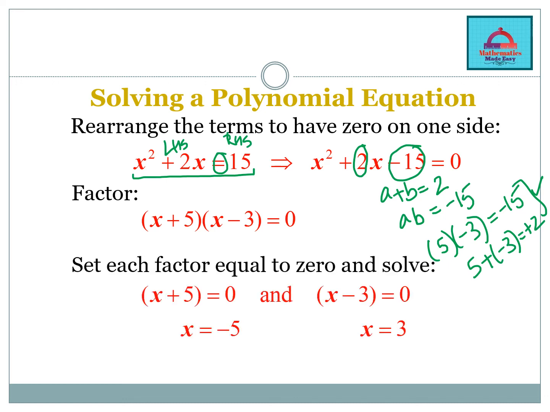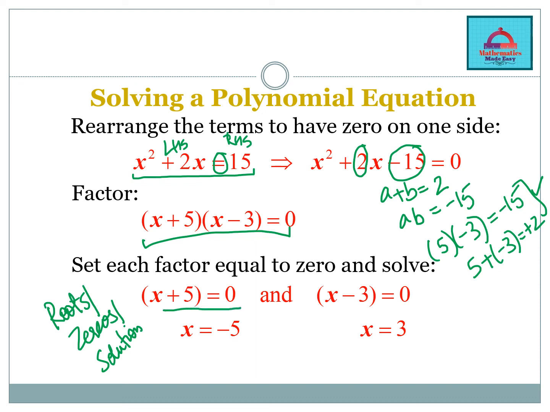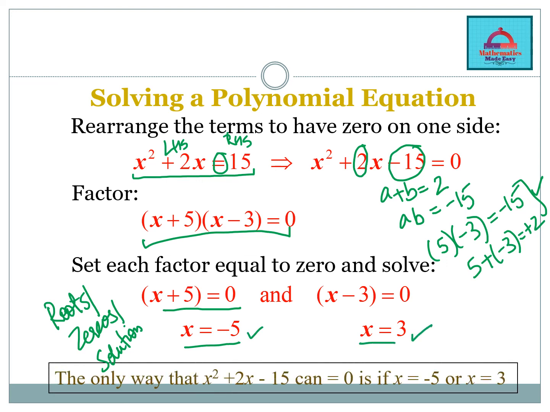Now, in order to get our roots or our solution or our zeros, so these are three different names for the same thing, you are going to put each of the factors equal to 0. So when you put x plus 5 equal to 0, in order to isolate your x, it's like a one variable equation, you move it to the other side. So x equal to negative 5 is one solution, and similarly x equal to 3 is the other solution. So that's how you solve the polynomial equation using the method of middle term splitting.